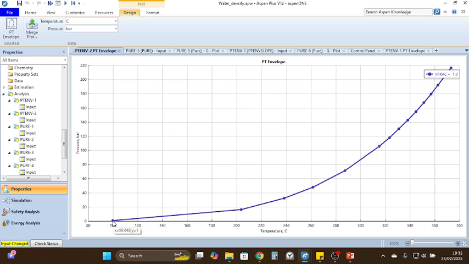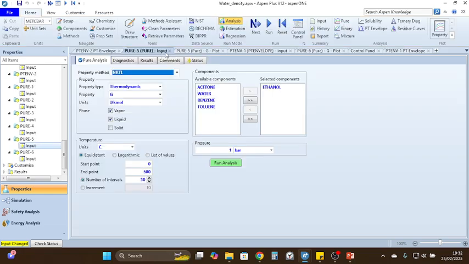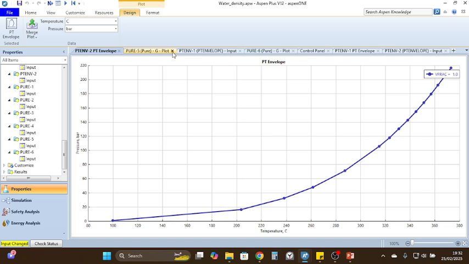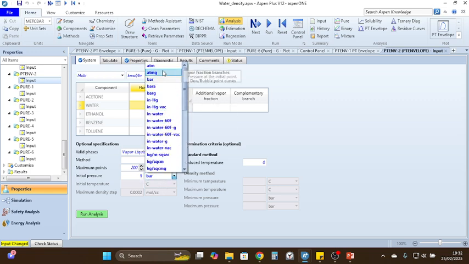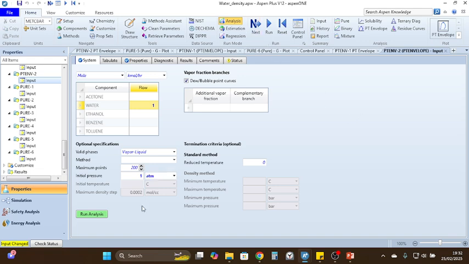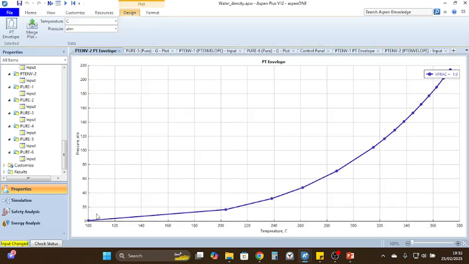Why is a reduced temperature shown? Because we have not exactly specified the pressure as 1 atmosphere. So if I specify it as 1 atmosphere instead of 1 bar, and then I run the analysis, we are going to get the temperature as 100 degrees Celsius over here.